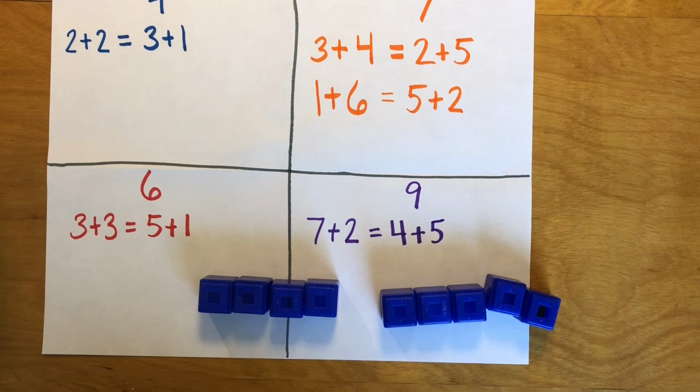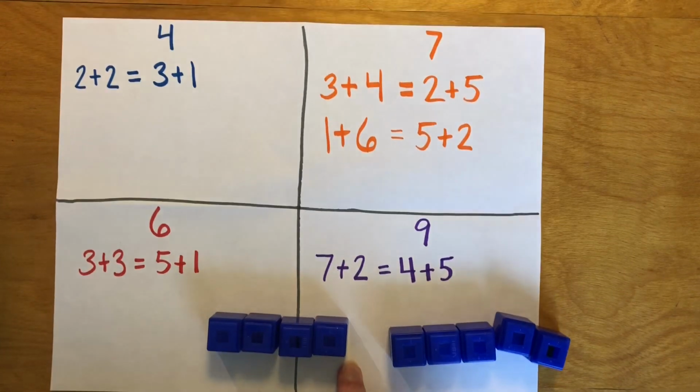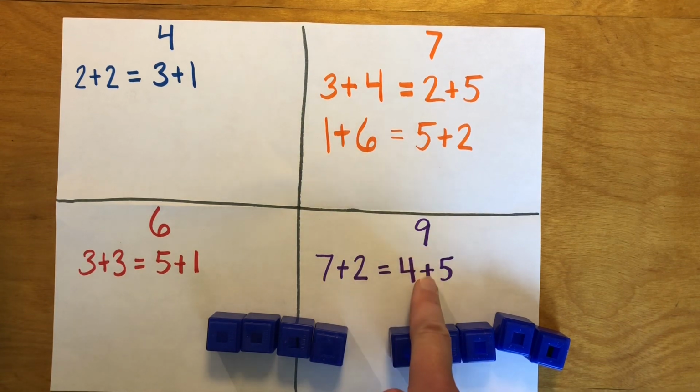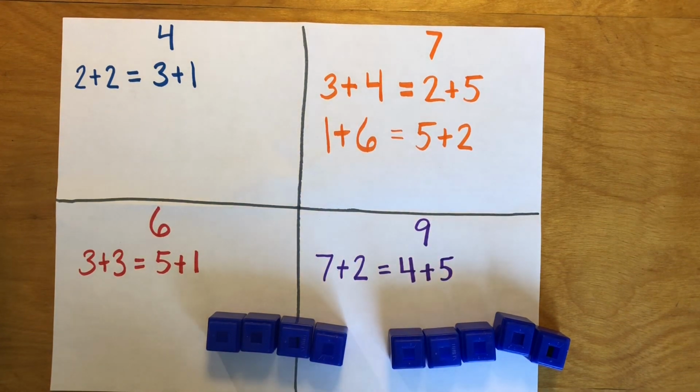So when you think of equivalent fractions, or I'm sorry, equivalent sums, we're thinking of different addition sentences that will get us the same answer. 7 and 2 makes 9. 4 plus 5 makes 9. So those 2 addition sentences are equal or equivalent. We're going to learn more about this tomorrow as well.